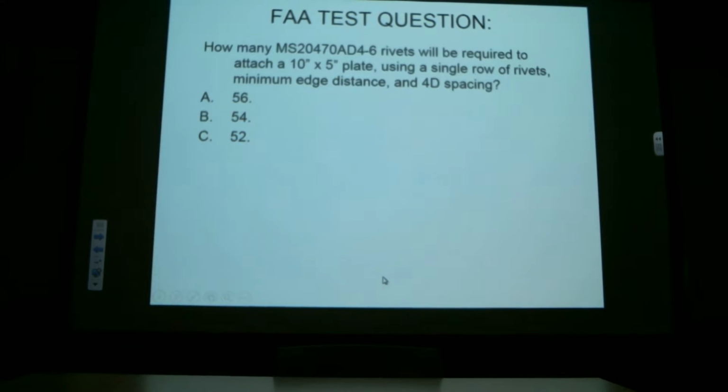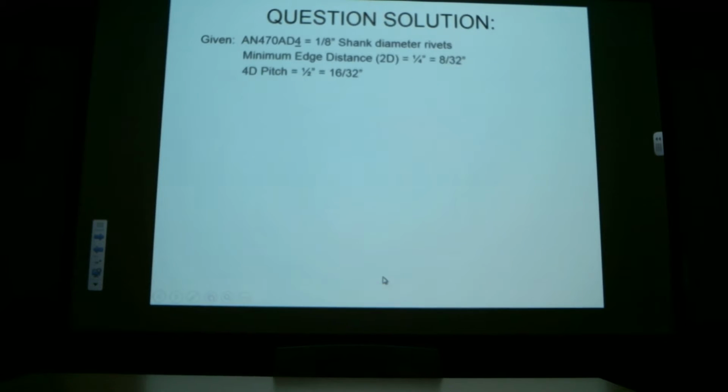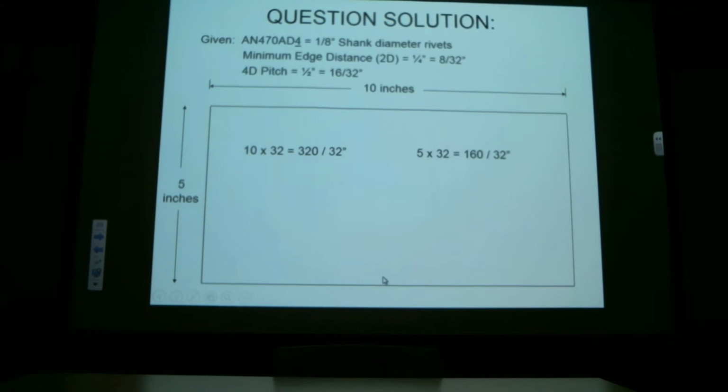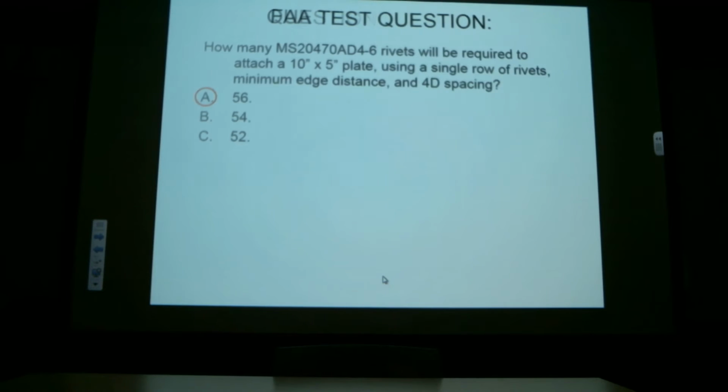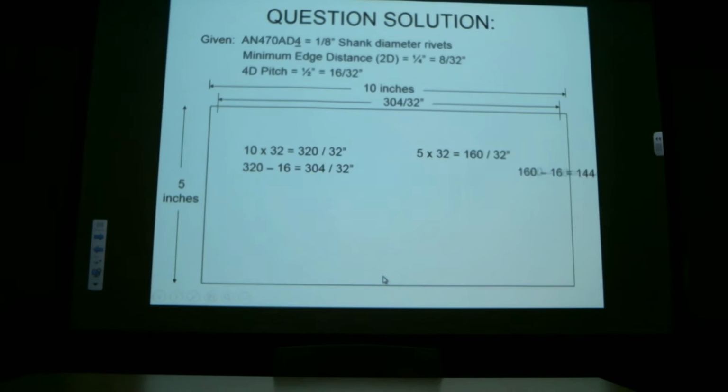The only thing I could do to figure out what was going on was to draw the thing out. So here's the aluminum plate. To make things easy, I converted all the dimensions into 32nds of an inch and just subtracted out the edge distance rivets. Then what was left over, I divided by the pitch in order to give me the rivets in the row. But there's no real easy way to solve for the problem. You can do it on paper, and I think you end up with 56 rivets or so for the 10 by 5 plate. Okay.